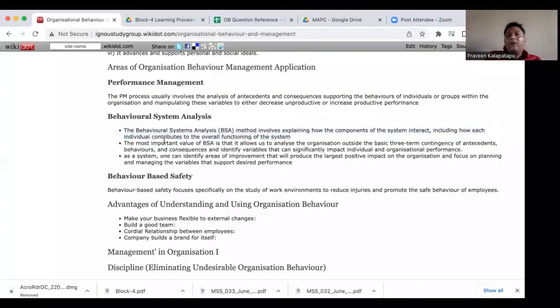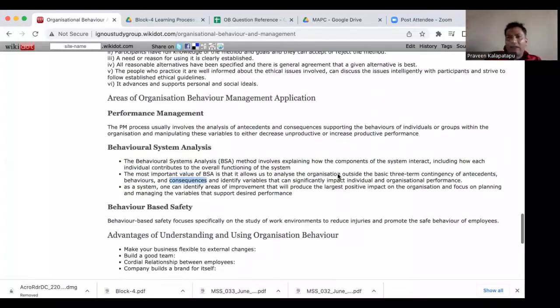So the most important value of BCA is that it allows us to analyze an organization outside the basic three-term contingency of precursors: what is the reason for the behavior, what exactly is the reason, and what is the consequence. Apart from these three that we talked about in all the chapters, it is looking at a big picture, allowing the organization to see how things really interact with each other, how these behaviors are coexisting within an organization. So if I'm changing one, how are the other systems getting affected because of that.